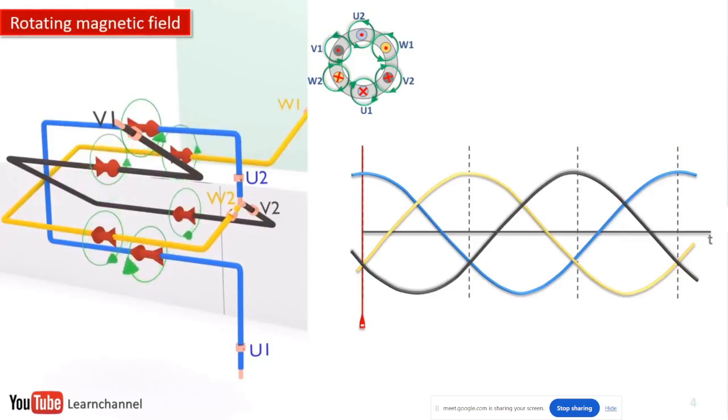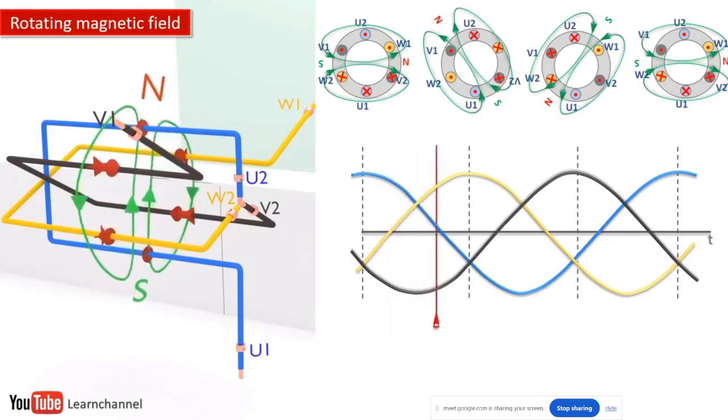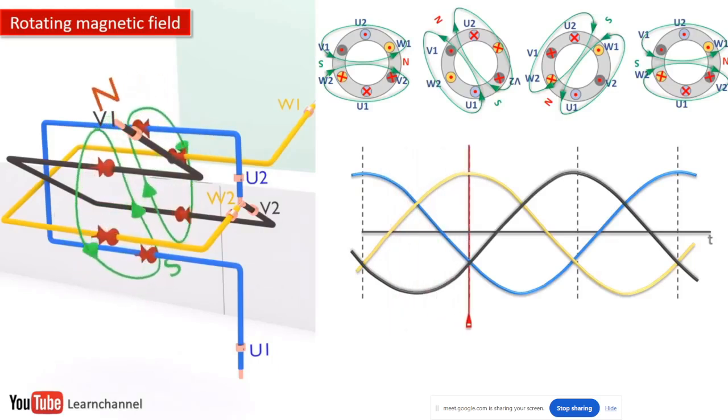If you run a three-phase supply at a time, it will look like a rotating magnetic field. But actually, there is no rotation. Just the magnetic field changes from one phase to the other phase. That's it.